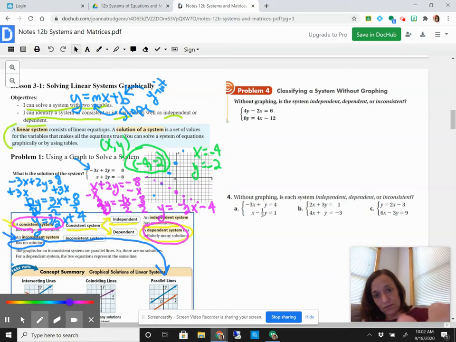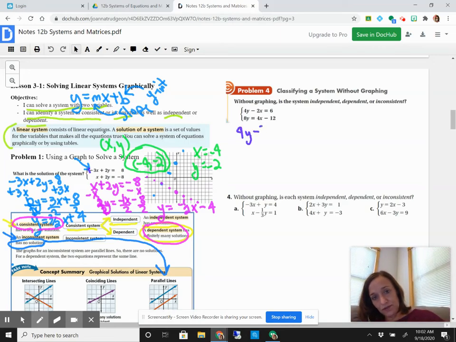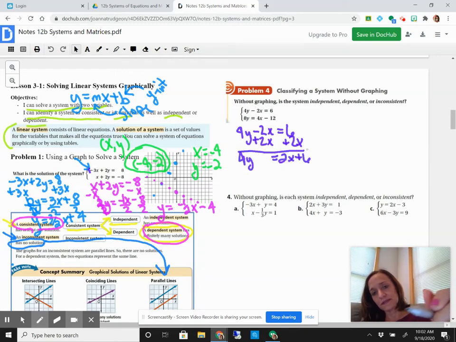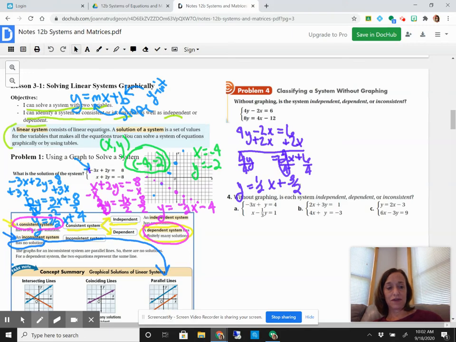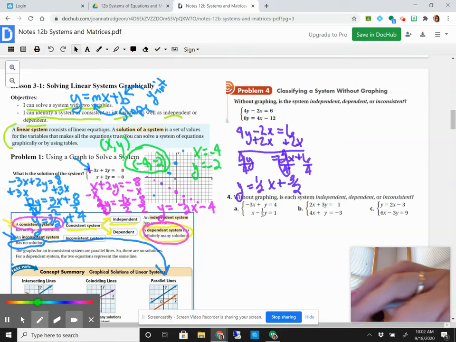Let's do this. All right, so I'm going to do the first one. 4y minus 2x equals 6. I'm going to get the x over to the other side. 4y equals 2x plus 6. I'm going to divide by 4. y equals 1/2 x, because 2 divided by 4 is 1/2, plus, and this will reduce to 3/2. That would be kind of gross to graph. It doesn't matter. I don't have to graph it. All I have to do is see if it's the same.